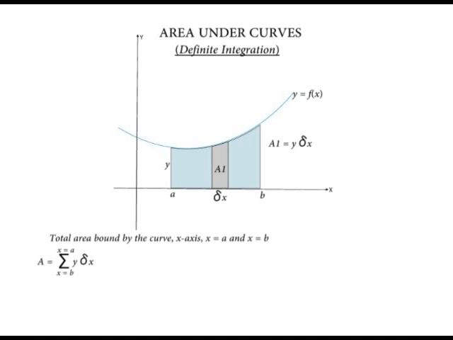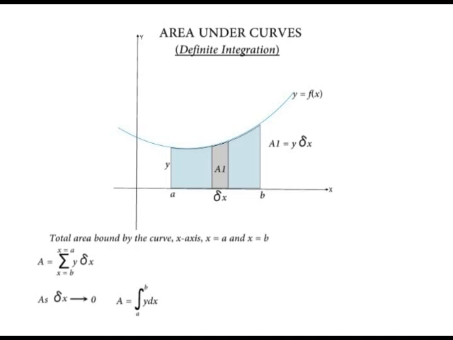However, the width delta x of the rectangles have limits which are obtained when delta x approaches 0. The area at the limits is written as the integral of y with respect to x from a to b, where the integral symbol means summation and dx is the limiting value of delta x. Therefore, the integral of y with respect to x from a to b is the total area under the curve from x is equal to a to x is equal to b.